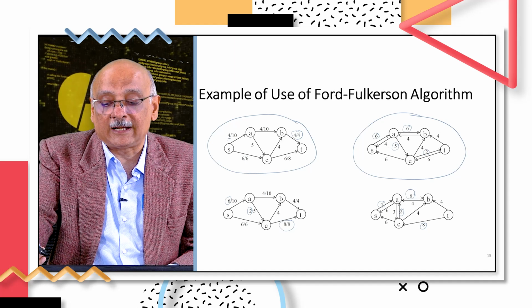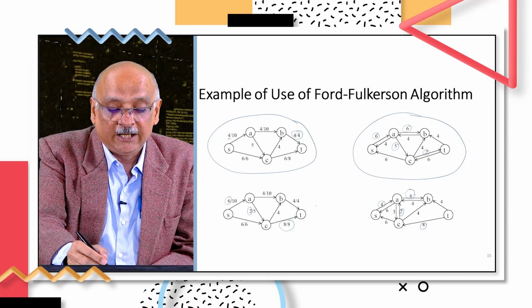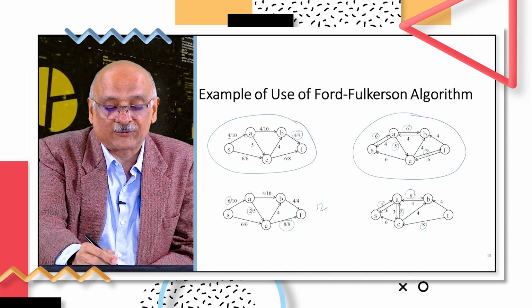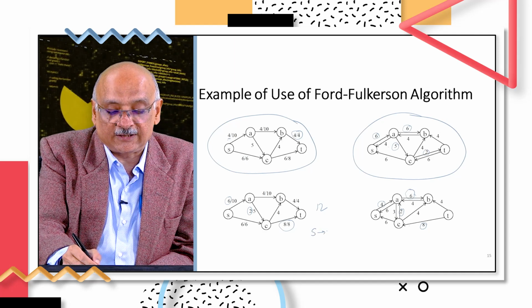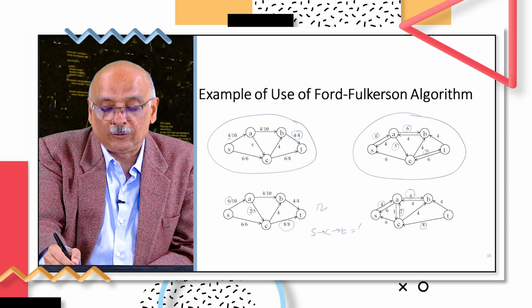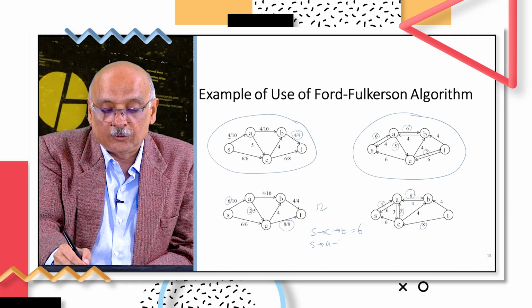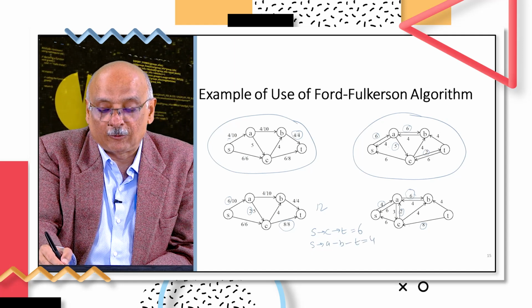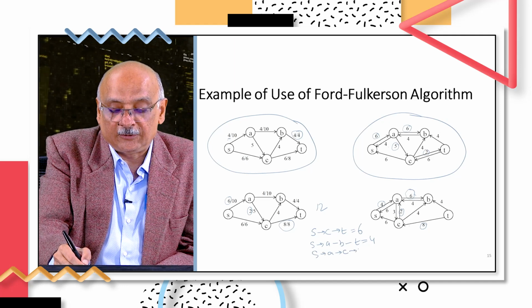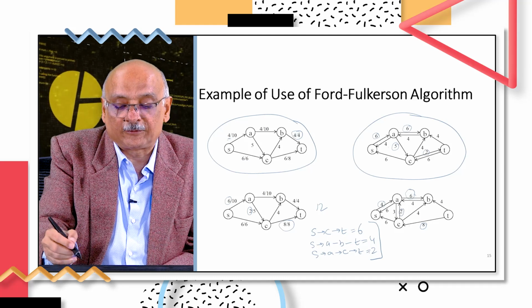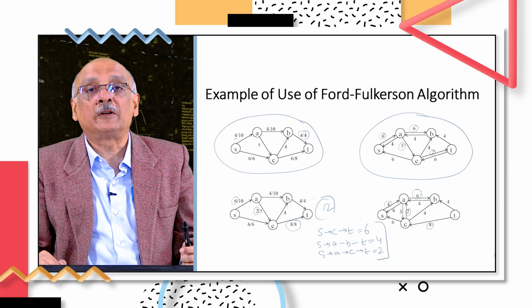So what is your overall capacity? If you want to link it, see the total capacity, there is a maximum flow of 12, 8 plus 4, out of which path S to C to T is giving you a flow of 6, path S to A to B to T is giving you a flow of 4, and path S to A to C and to T is giving you a capacity of 2. So overall you are getting a maximum capacity from this particular graph of 12.